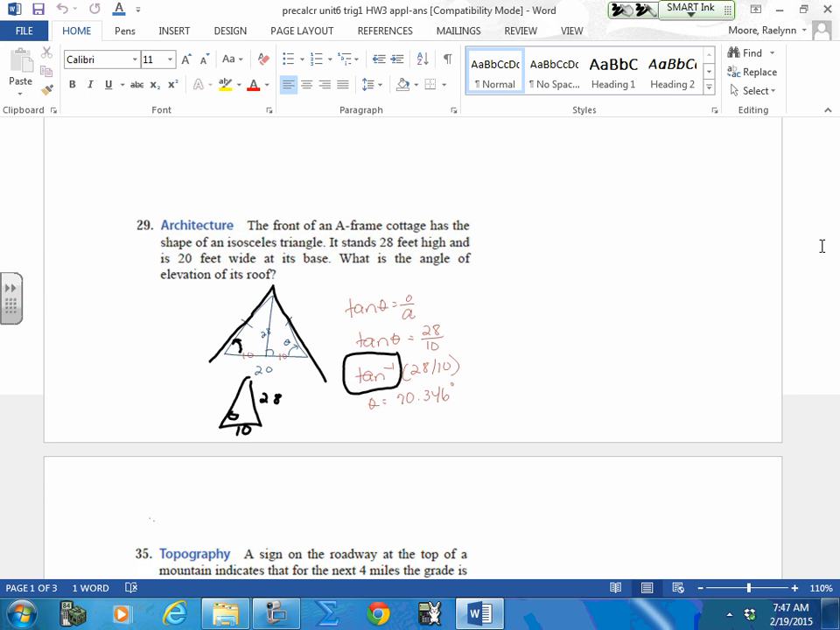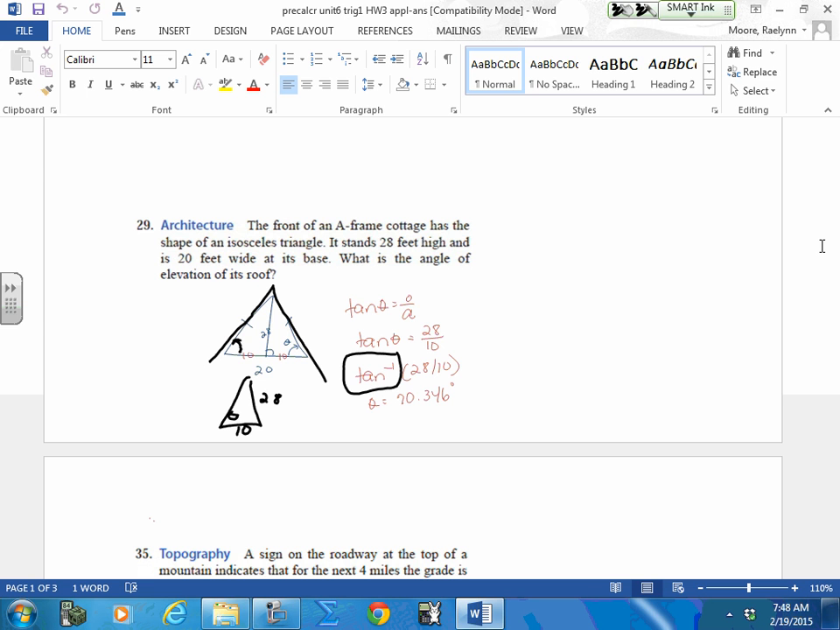Find me an angle. This is the inverse. Find me an angle whose ratio is the tangent of 28 over 10. That's the second tan. That's the inverse. It didn't say where to round to, so wherever you rounded to was fine. Usually go 3 decimals if it doesn't say. So they're kind of the same.